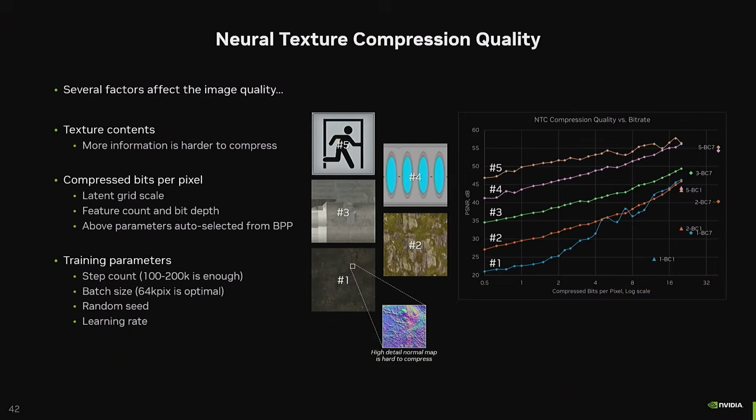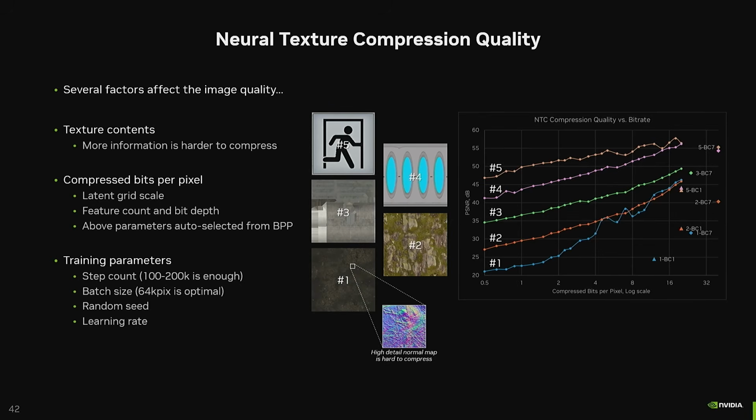A few words about the quality of neural texture compression. There are many factors that affect the quality and the compression ratios. Obviously, the big one is the contents of the textures. If you have a lot of small details in the texture set, that's more difficult to compress, so you need more bits to get the same good quality from the texture than if the texture is simple.